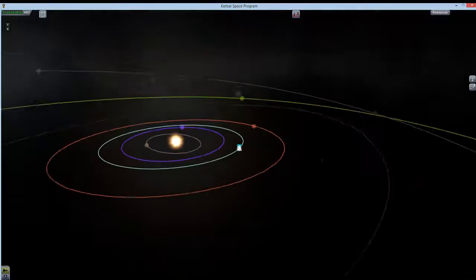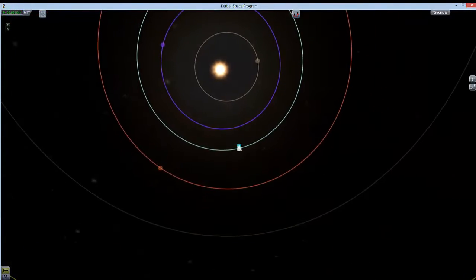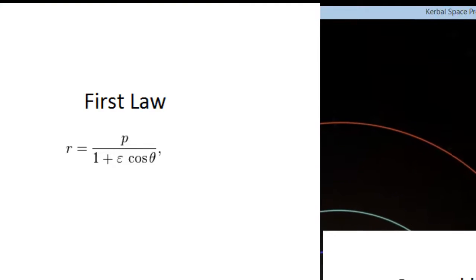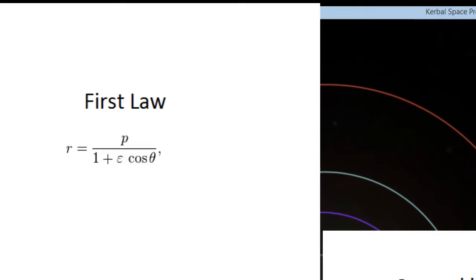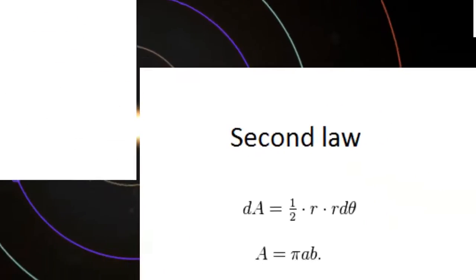So anyways, without further ado, AI, please read off Kepler's three laws. The first law is: the path of the planets about the Sun is elliptical in shape, with the center of the Sun being located at one focus. This is known as the law of ellipses.